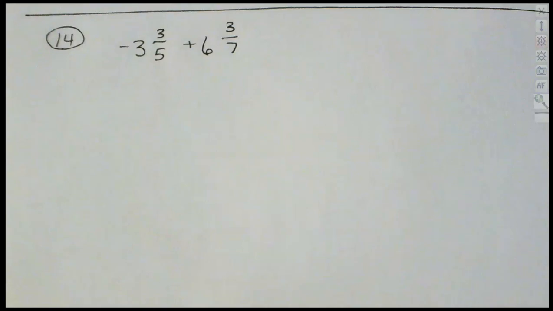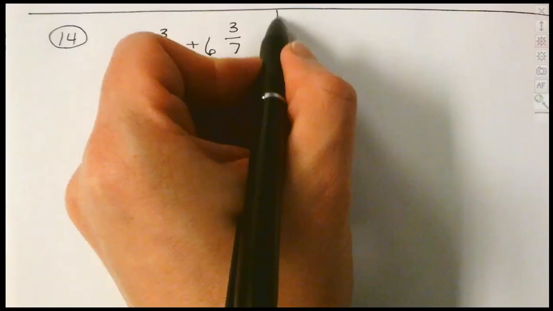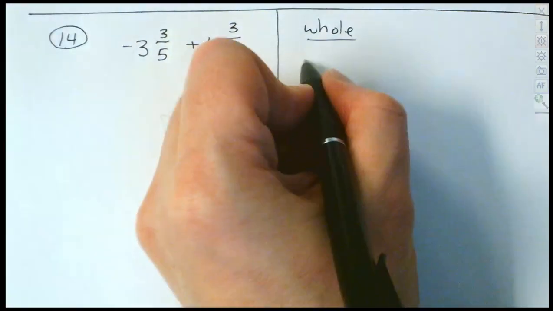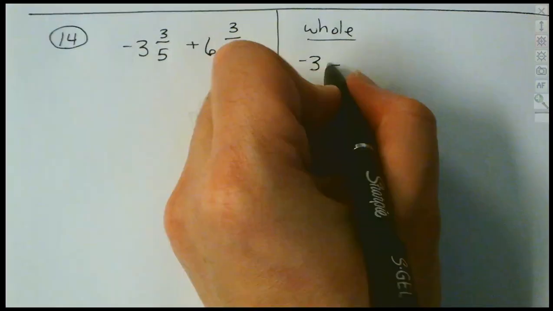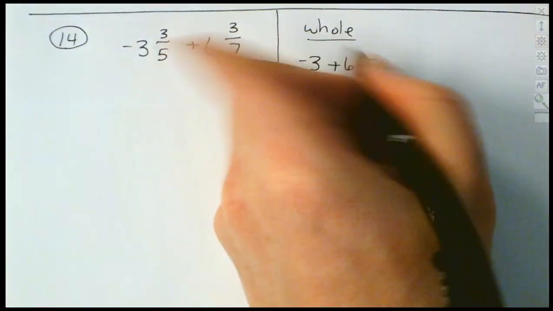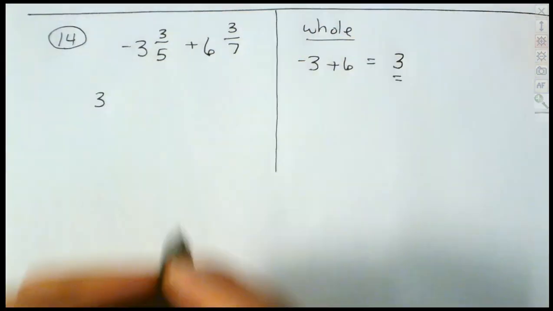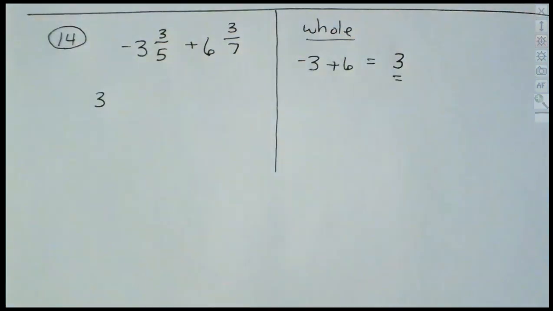Okay, so what do we look at? Well, the way I look at these is I'm going to separate it out. And I'm going to first look at the whole part. And for the whole part, we have a minus 3 and a positive 6, and that leaves you then with a 3. So that's my whole part. Okay? I'm going to write that. So just take the whole parts, put them together. The signs go along with it.